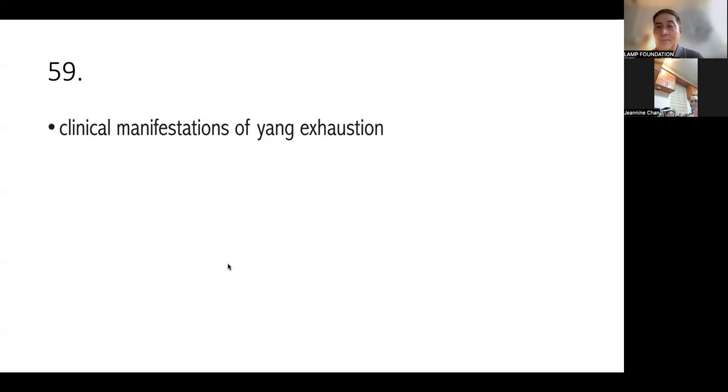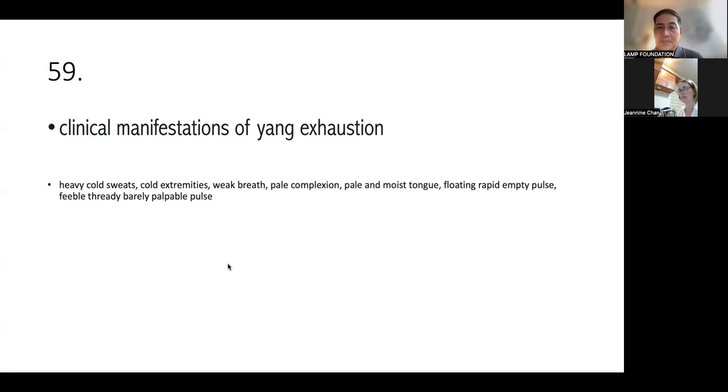Let's start with the tongue and pulse. Pale and moist tongue. Very good. Floating, rapid, empty pulse, or feeble, barely palpable pulse. Other manifestations: cold sweats heavily, cold extremities, weak breathing, pale complexion, pale and moist tongue. Thank you very much.